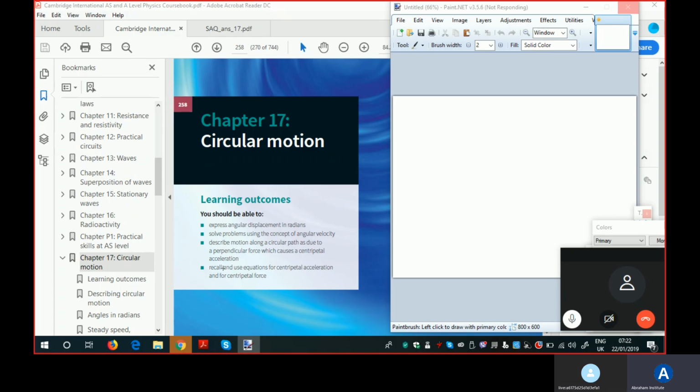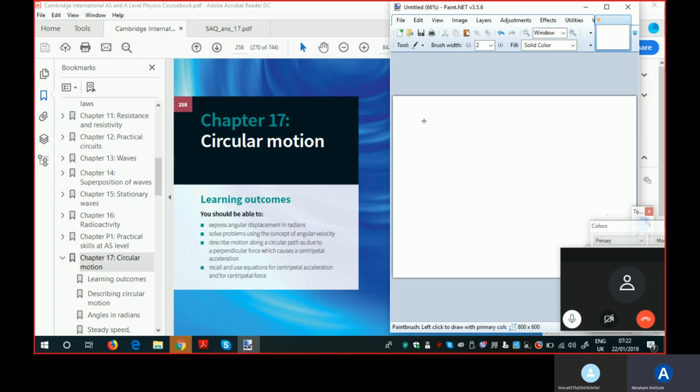Then the next one is to recall and use equations for centripetal acceleration and for centripetal force. So like F is equal to ma, here also we have some equations for centripetal force and centripetal acceleration. Actually, we are using that equation F is equal to ma, and then getting the equations for centripetal force and centripetal acceleration.